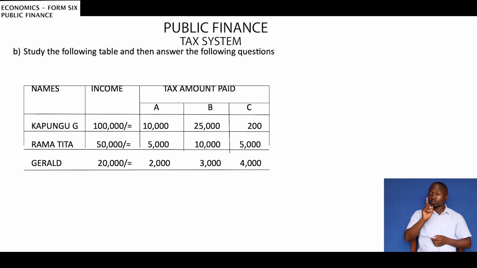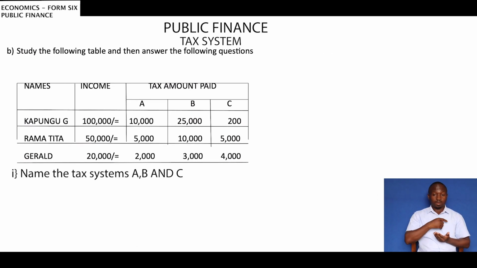The question needs to name the tax systems A, B, and C. Tax systems A, B, and C. So here, to know the type of tax system, first you have to make some calculations.